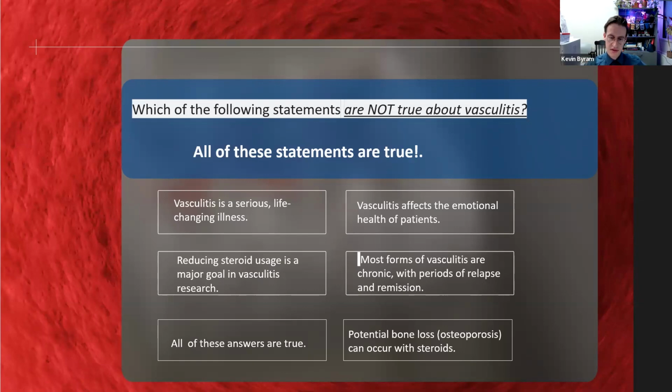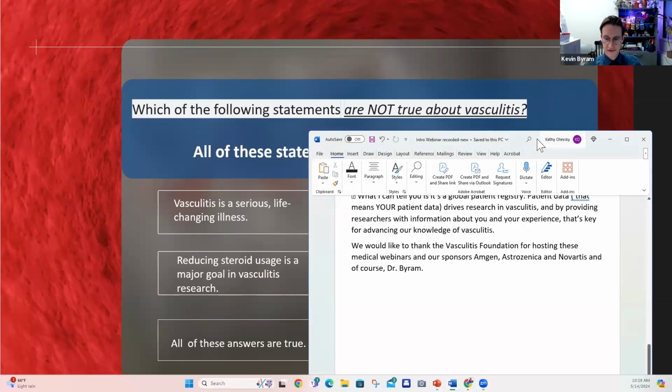We worry about the side effects of steroids, and so two of these answers hit on that. And then your story highlights that these diseases are chronic and there are periods of remission, but they do have the potential for relapse. The emotional health, I think we're all appreciating that more and more, and hopefully providers are attuned to that. The medical side of this doesn't happen in a vacuum. And then they are certainly serious and life-changing.